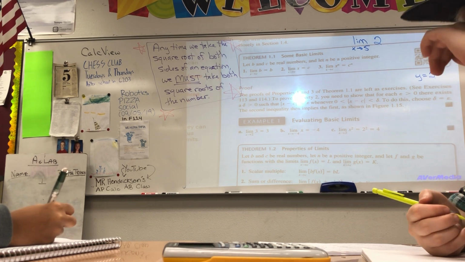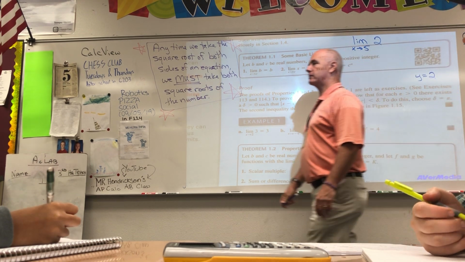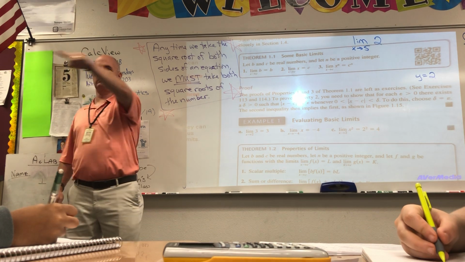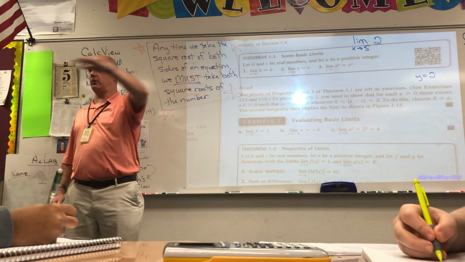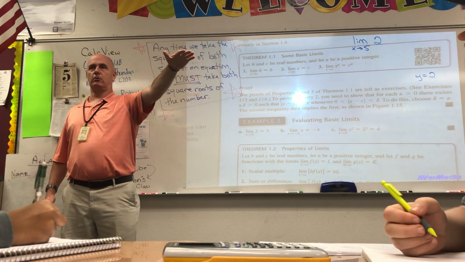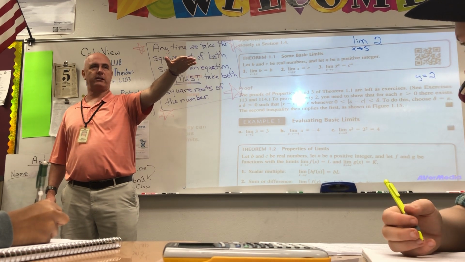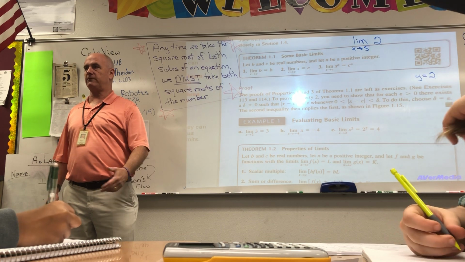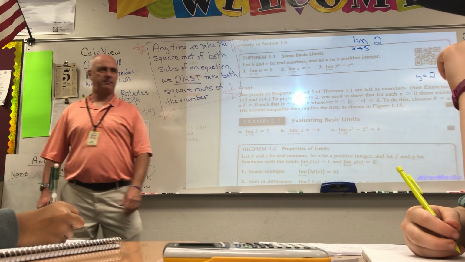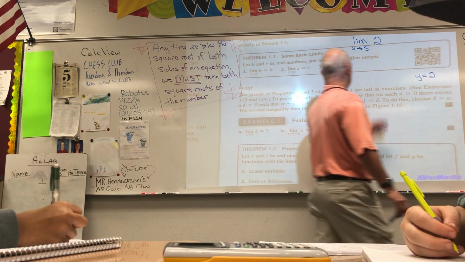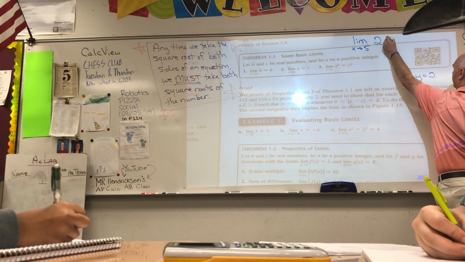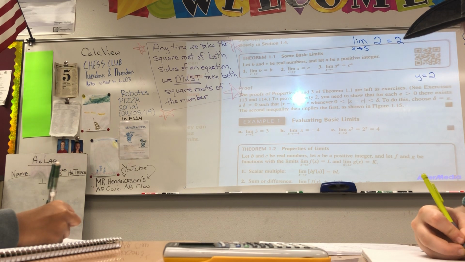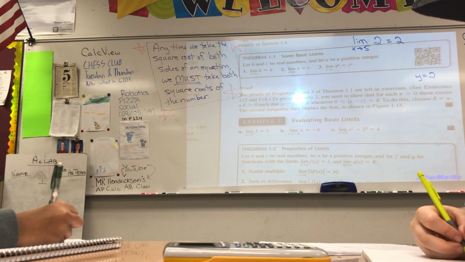So as x approaches 5, where's that horizontal line going? 2. It doesn't matter whether x is 5, or x is -7, or x is 1/4, or anything like that. If you have a horizontal line, the limit is just going to be the value of that horizontal line. Does that make sense? So the limit as x approaches 5 of 2 is 2.